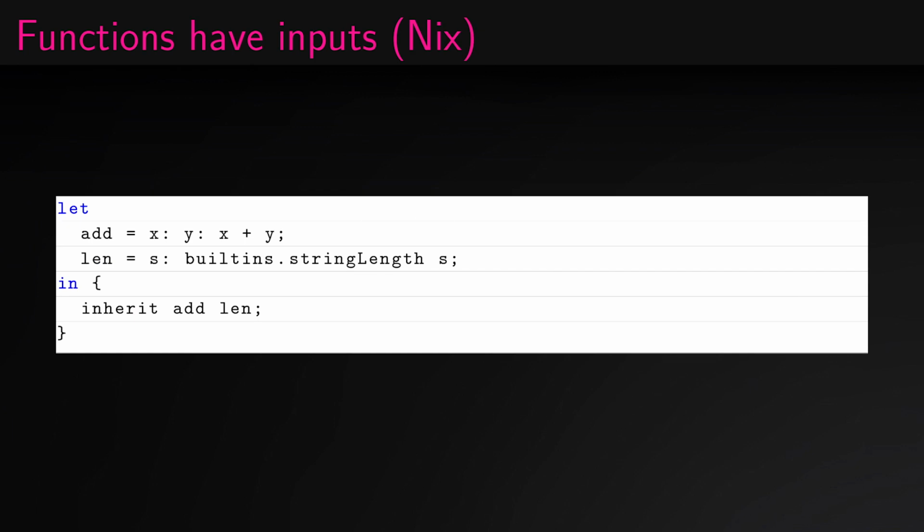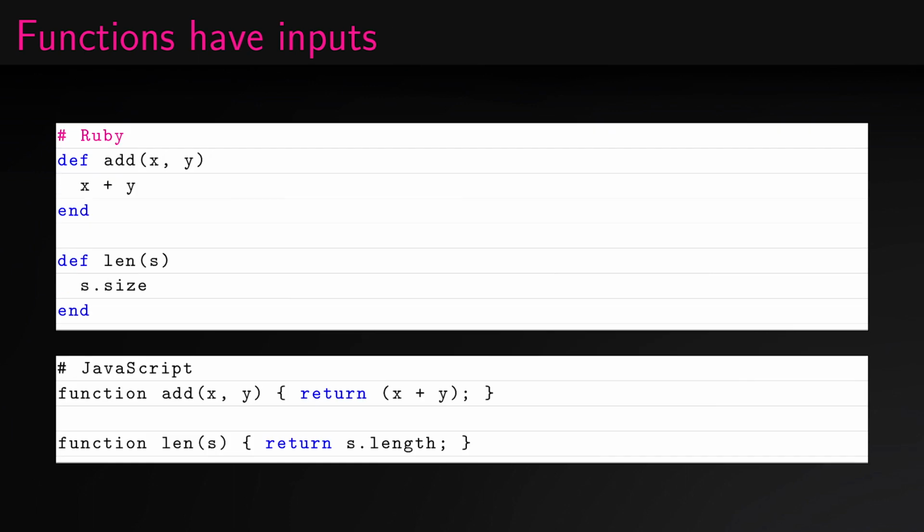We can do the same thing in Nix, with our Nix expression, by defining lambdas in the let binding. And then we sprinkle it inside of this attribute set, which you can think of as a module for this purpose. And so, again, a Ruby example for any Ruby people, and in JavaScript, we just have these functions. This is really not that exciting.